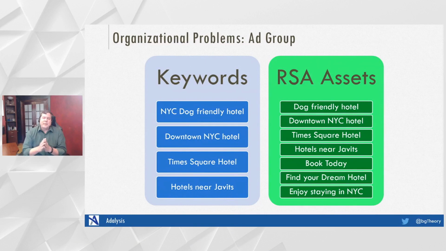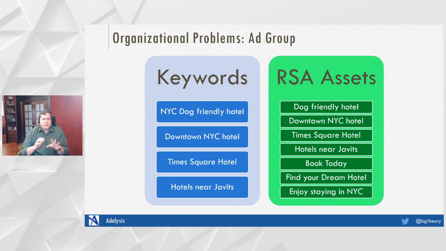Now, the second problem is really one Google created. Google came out and said, hey, give us your keywords, give us some assets. We'll mix and match these together to make the best ad for a user. Now, this sounds great, and this is an actual ad group. So this advertiser had keywords like NYC dog-friendly hotel, downtown NYC hotel, Times Square hotel, hotels near JFK, just keywords. And then they made assets that echo their keywords with a few other things like book today, find your dream hotel, etc.